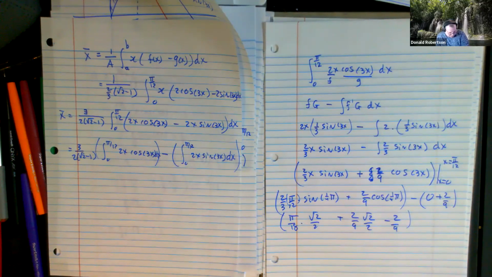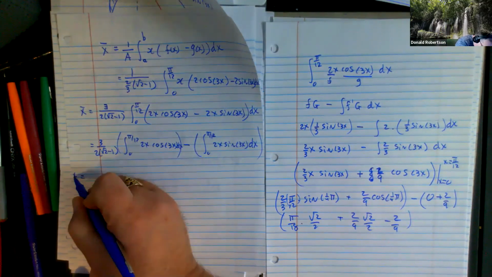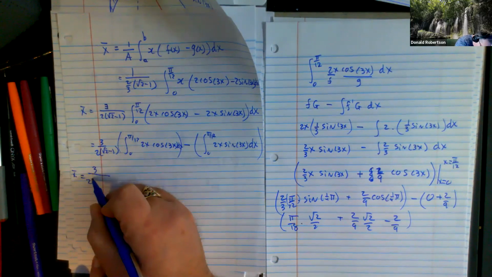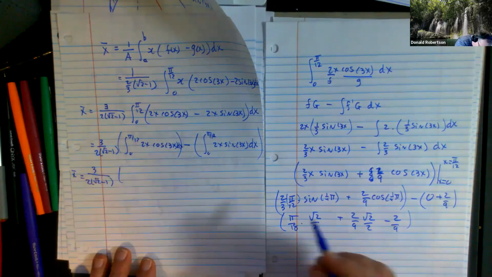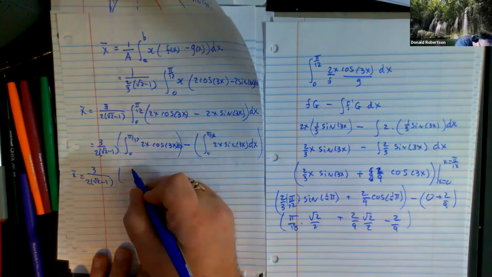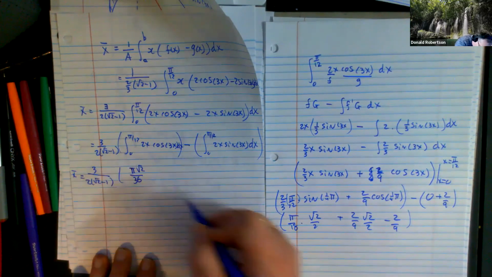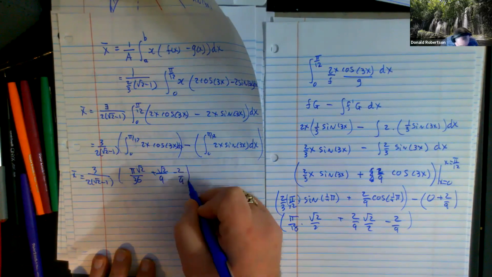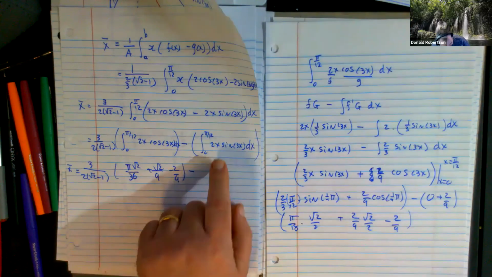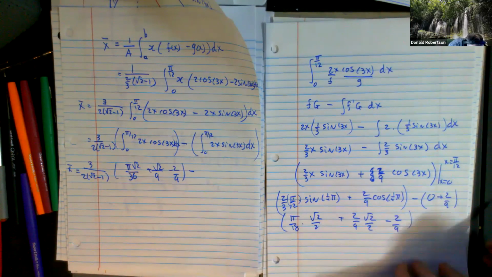Would you agree that is a pretty ugly answer? So it's 3 over this guy. This first integral is, well, I can bring the 2's together, I guess. So what do I get? Pi root 2 over 36 plus root 2 over 9, take away 2/9. Subtract. And then I do the exact same thing with the second one, which I should have time to do.